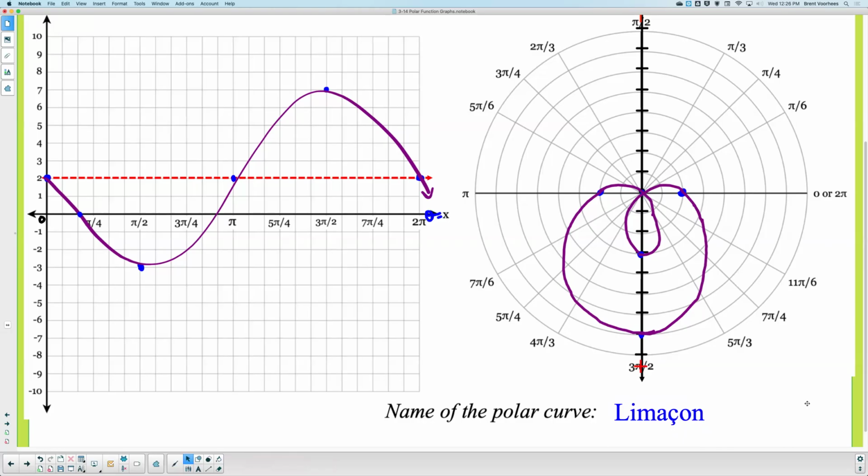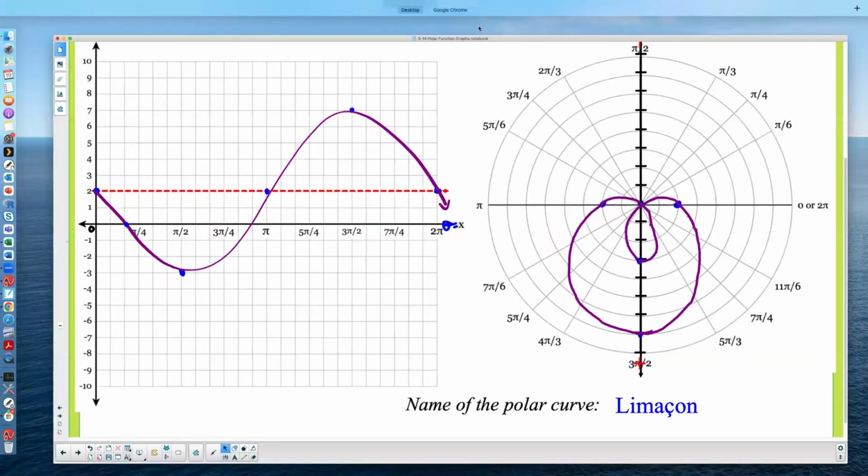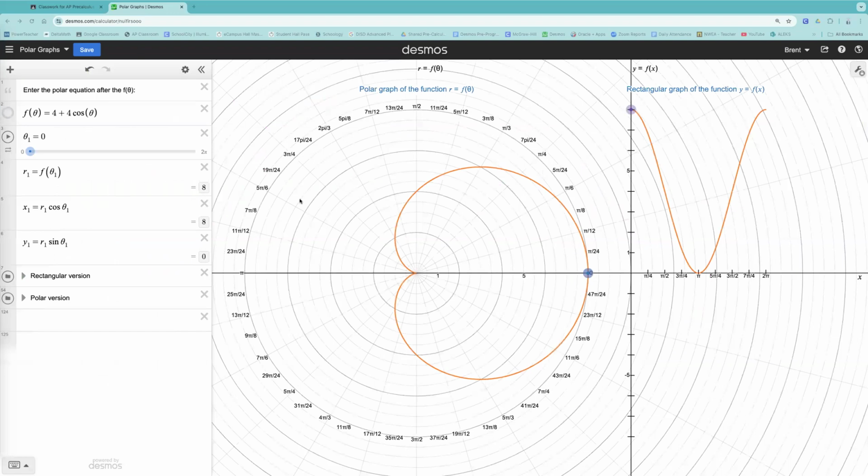And the way I encourage you to remember it, a lot of you know some Spanish roots. Con means with. It comes with an inner loop, with a loop. That's how I remember limacon. You do need to know the names. Cardioid is heart. Limacon comes with a loop. That's how I recommend you remember it. But it comes from a word that means snail in French. Let's come over here and graph it.